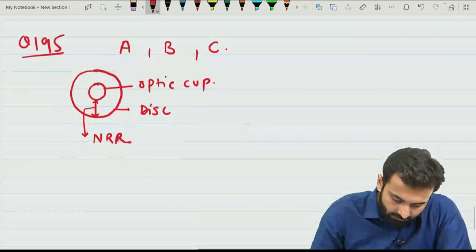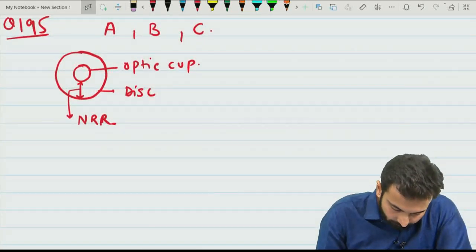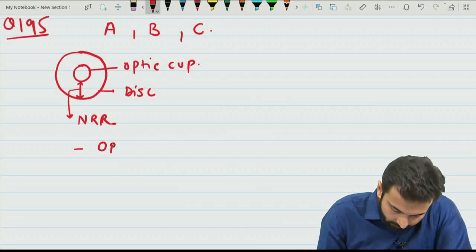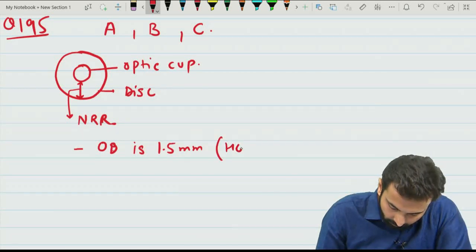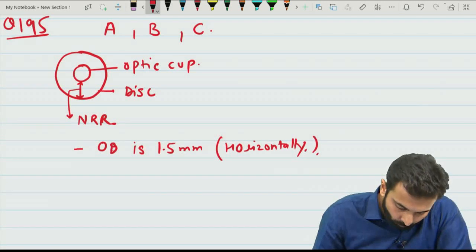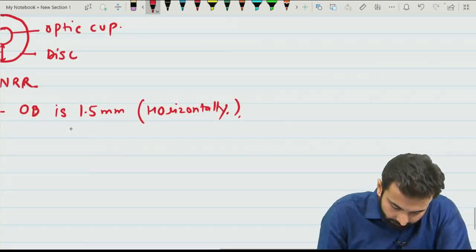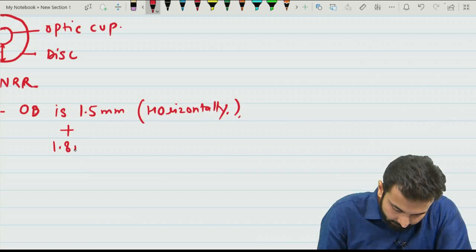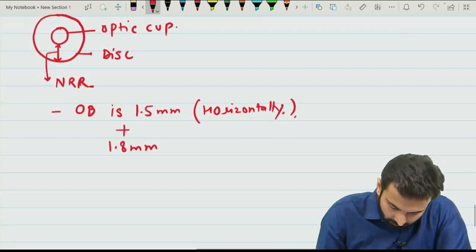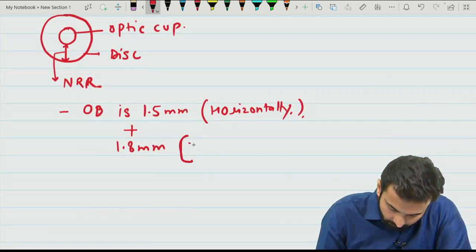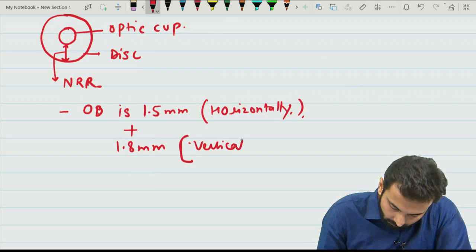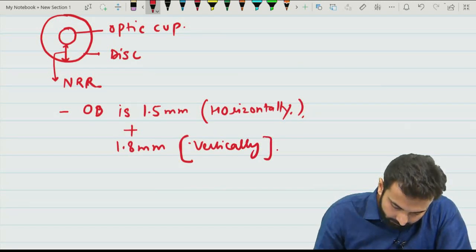So let's discuss the size of optic disc. The optic disc is 1.5 millimeters horizontally. If you measure it horizontally, it is 1.5 millimeters, and vertically it is 1.8 millimeters.